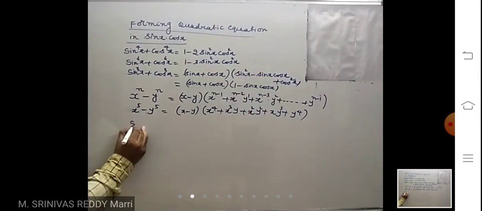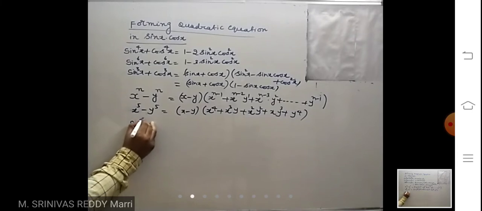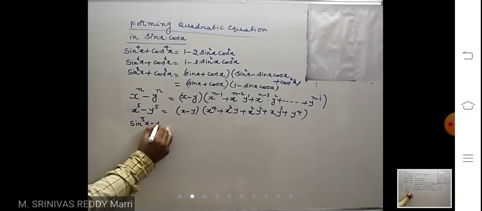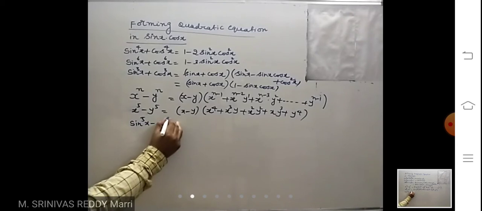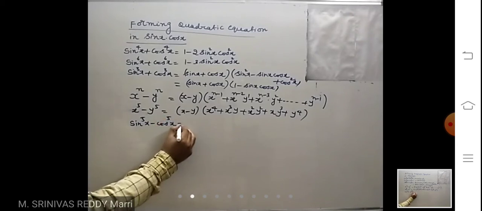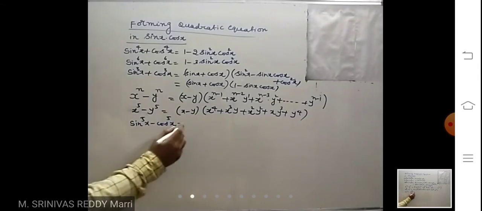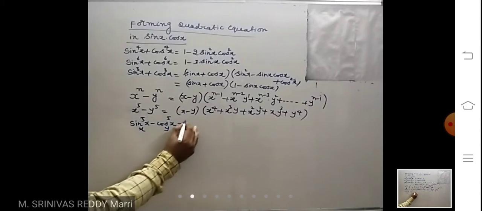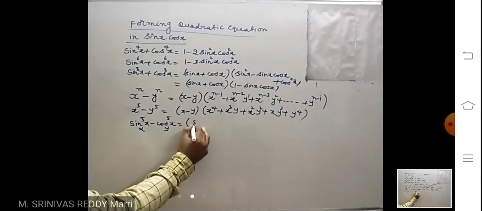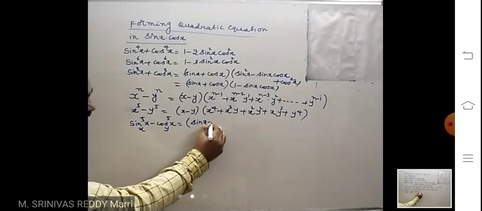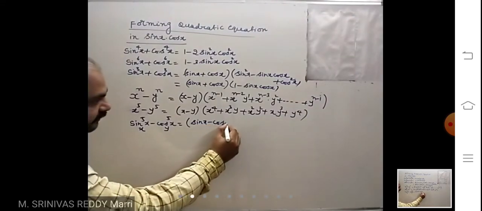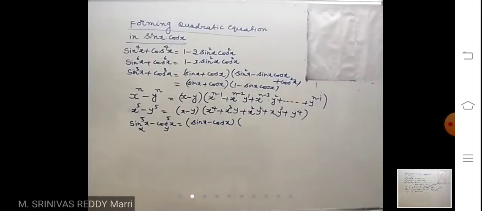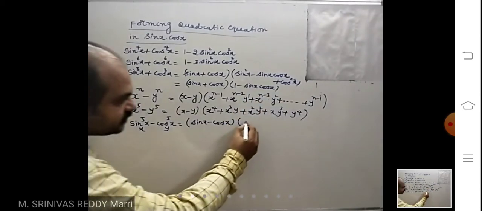Suppose in the problems, wherever you get sin power 5x minus cos power 5x, let us say. Now this is x, this is y. x is sin x, y is cos x. In problems you will get this. I will derive it and give it to you, and you can substitute that. Or otherwise, do it like this. Whenever you want to factorize, you have to use this procedure.